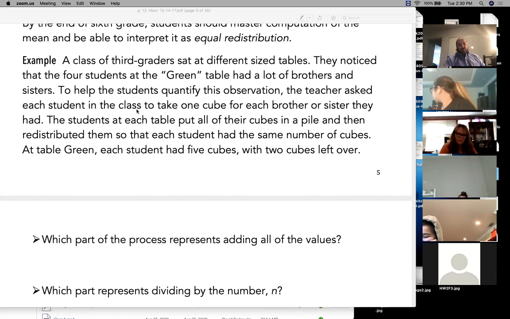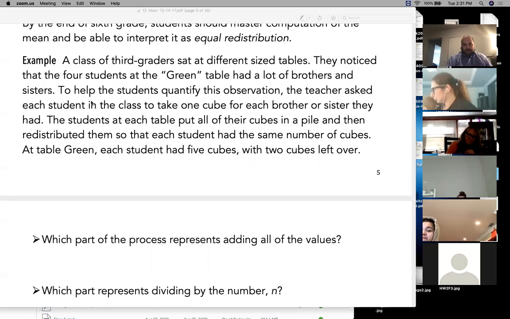They noticed that the 4 students at the green table had a lot of brothers and sisters. To help the students quantify this observation, the teacher asked each student in the class to take 1 cube for each brother or sister they had. The students at each table put all of their cubes in a pile and then redistributed them so that each student had the same number of cubes.